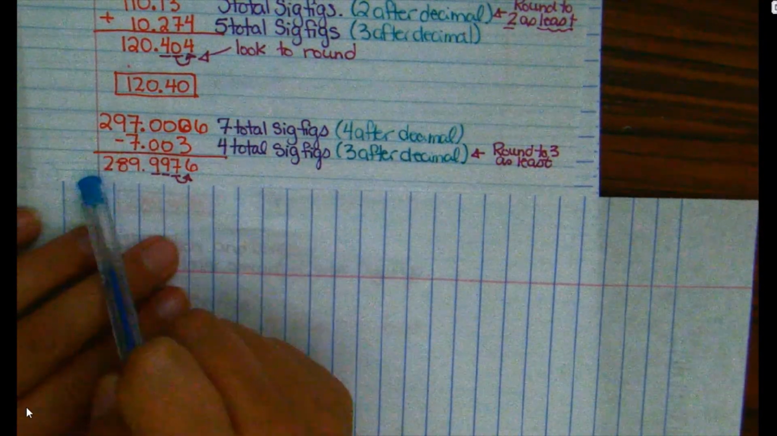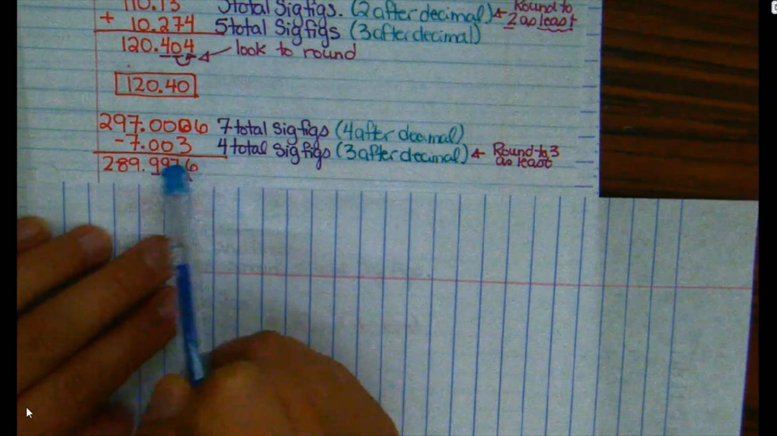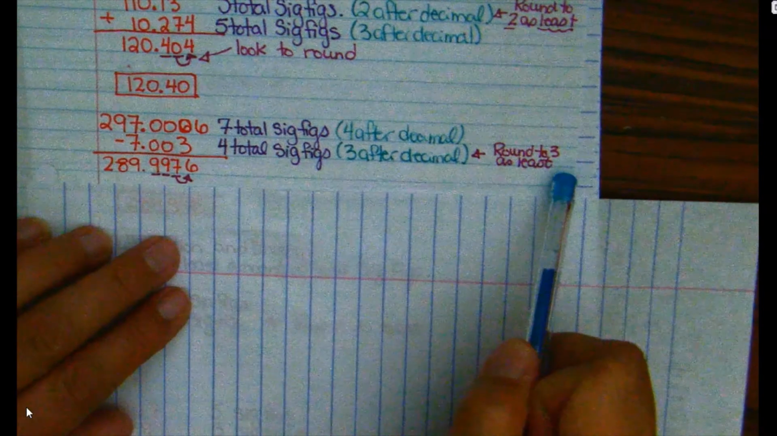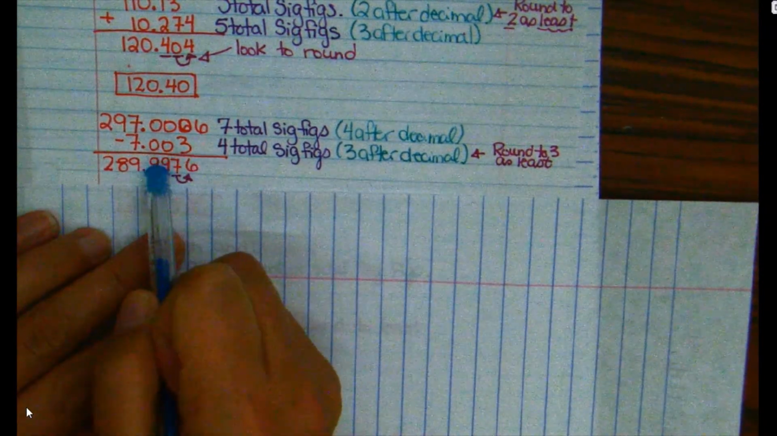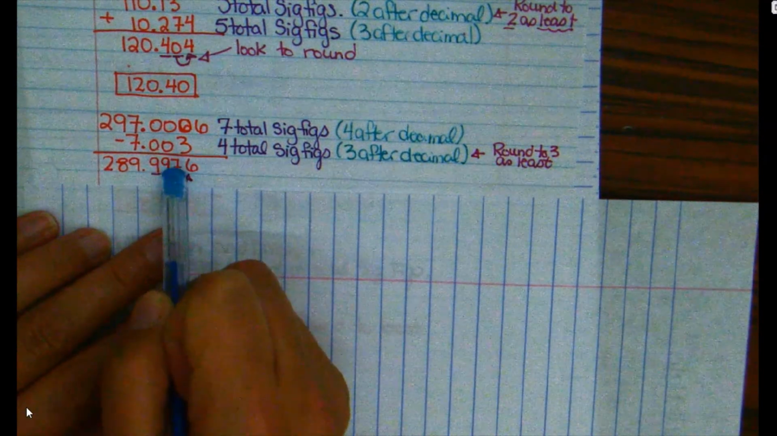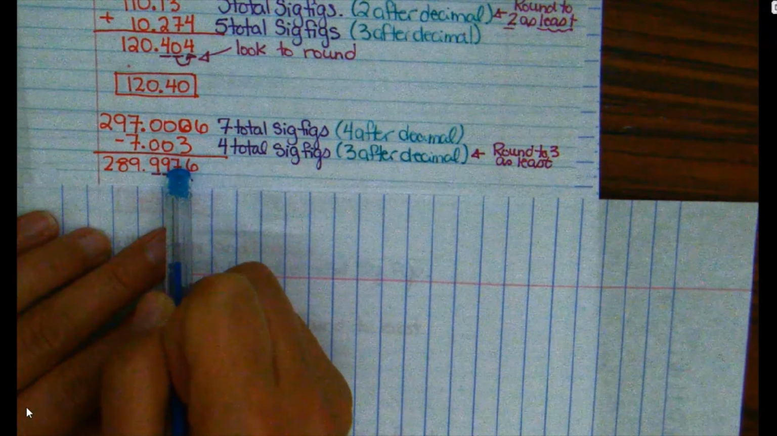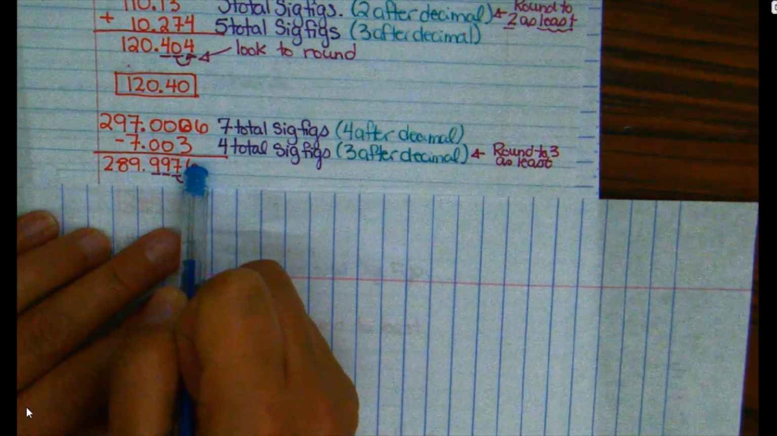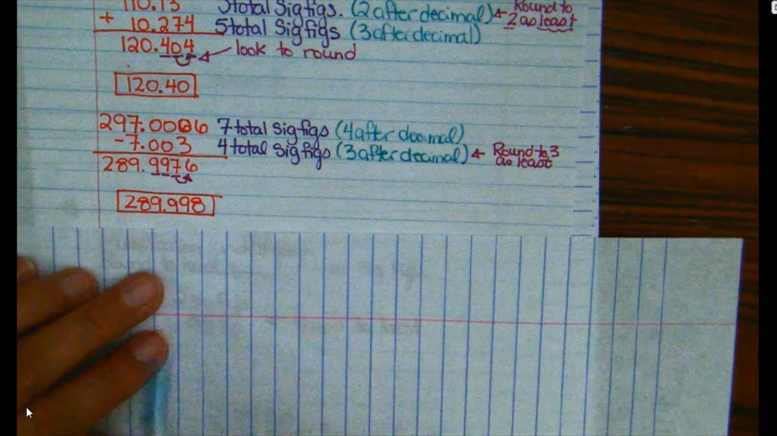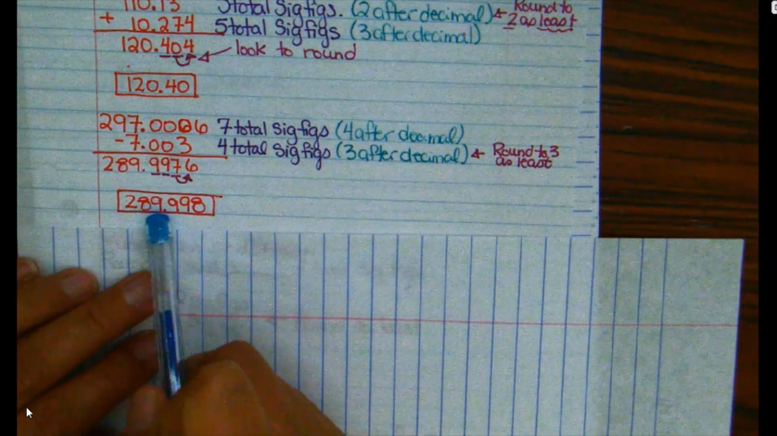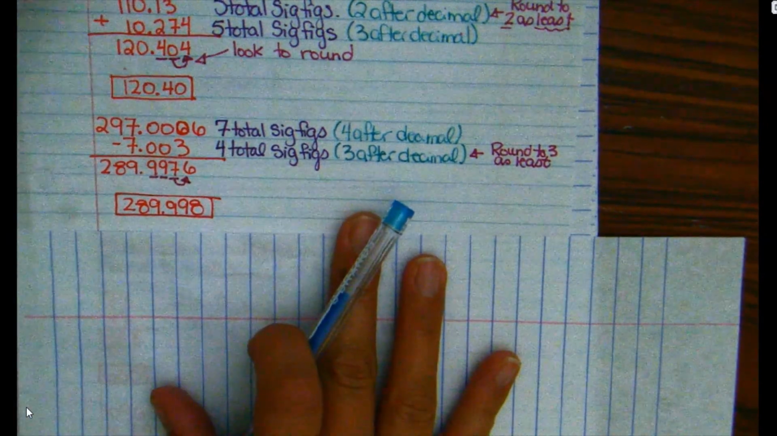We have 289.9976. That's before any rounding, but we need 3 significant figures. So we're going to underline the 997 because those are the places we need to represent. Then we're going to look over to the 6 to determine if we're leaving the 7 alone or rounding it up to the 8. The 6 is above 5, so we round the 7 to 8. So we end up with 289.998. That is the final answer for that one.